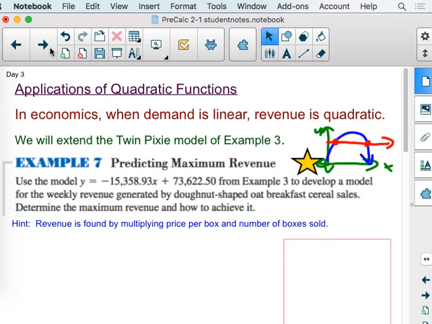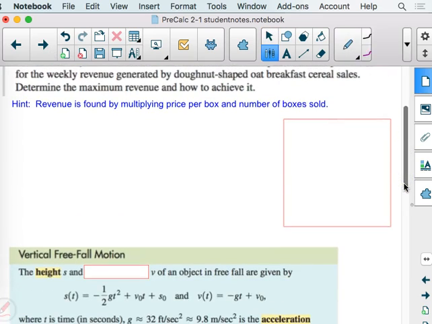So what we're looking at is what's going on, where would they want to produce? So here's our model from the Twin Pixie, and they did a little bit of rounding there that we did, but they went to the hundreds position. And it says, develop a model for the weekly revenue generated by those donut-shaped breakfast cereal sales. We should just put Twin Pixie Cheerios. Determine the maximum revenue and how to achieve it. So our little hint here is to find that revenue, which we're going to use a big R for, what we have to do is multiply the price per box times the number of boxes sold.